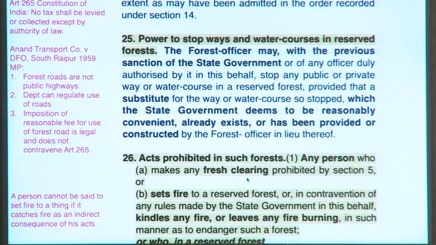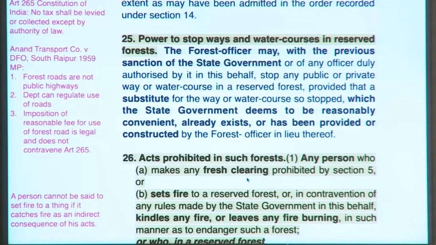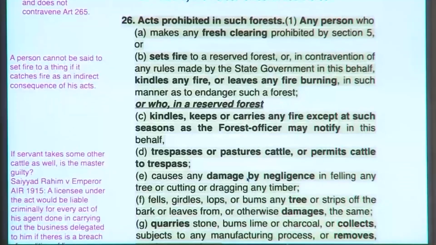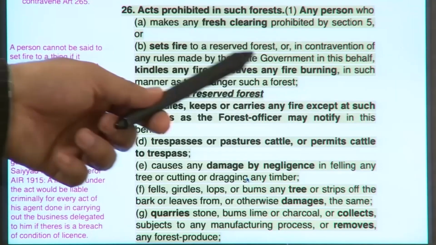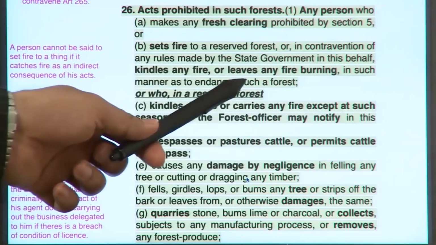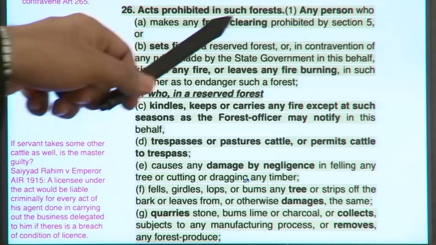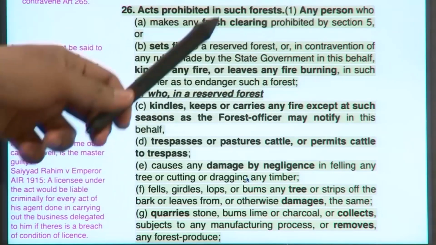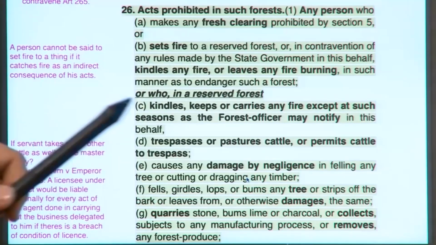Next, we have acts that are prohibited in such forest. So, acts that are prohibited in the reserve forest. What are the acts? Any person who makes a fresh clearing prohibited by section 5, or sets fire to a reserve forest, or in contravention of any rules made by the state government in this behalf, kindles any fire or leaves any fire burning in such manner as to endanger such a forest. So, what we are saying is that in the areas that are there in section 5 or those that have been declared as a reserve forest, there are different things that are now prohibited.